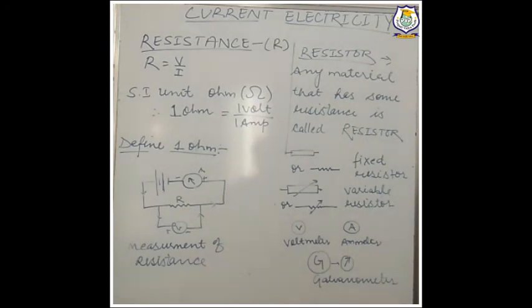The next is ammeter. Ammeter is used to measure the current flowing through the circuit. And it is always connected in series. You can see in the circuit it is connected in series, right? Now the third one is very important, which is called galvanometer.